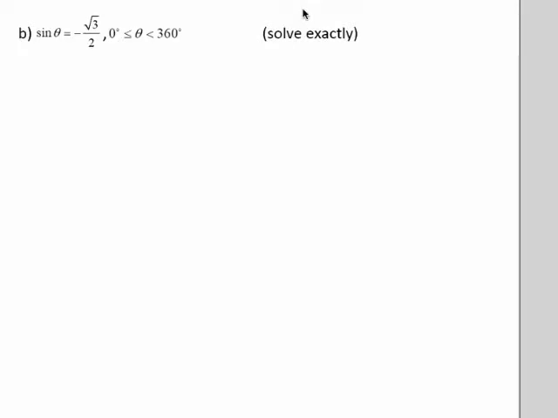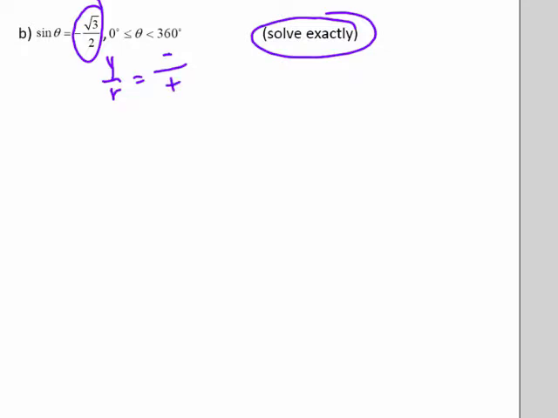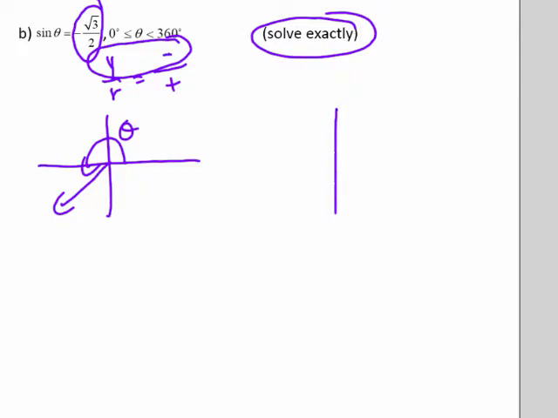Okay, a second problem. This time we're asked for all angles between 0 and 360 degrees that make the sine ratio equal to negative root 3 over 2. And this time we want to solve exactly. So we will once again look at the sign of this ratio. And sine is negative, sine being the y over r ratio. Sine is negative when y is negative, because the radius is always positive. So in my coordinate plane, the y-coordinate would be negative in quadrant 3 or in quadrant 4.